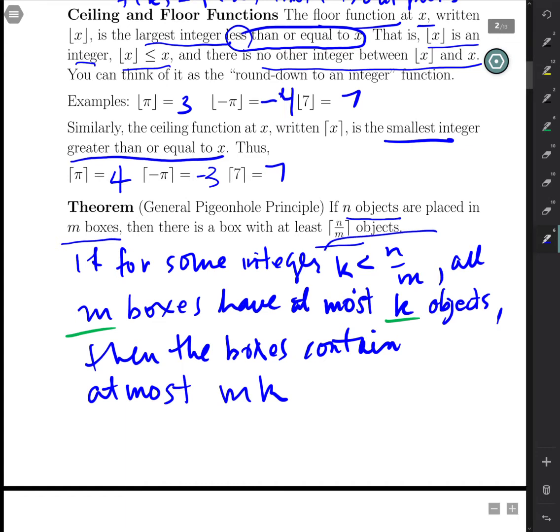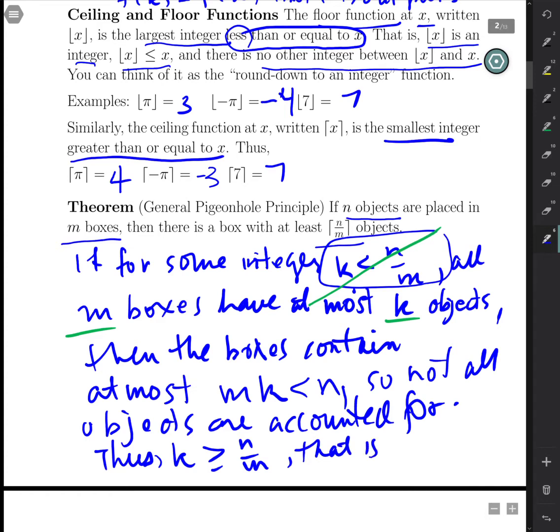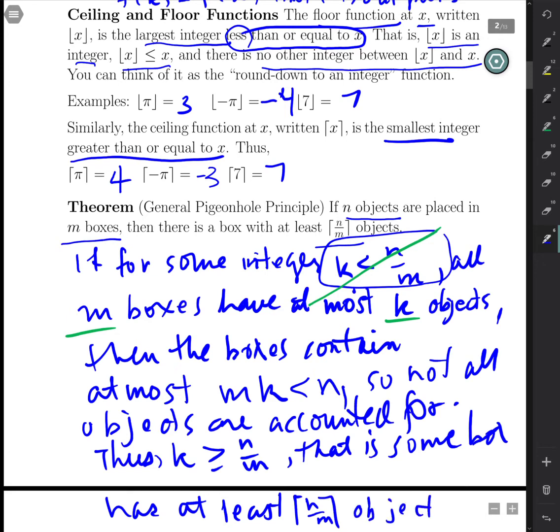But look at what we assumed here. m times k is less than n, so not all objects are accounted for in the boxes. So that can't be. Thus, k must be greater than or equal to n over m. That is, some box has at least n over m, and it's the integer bigger than or equal to it, objects. It's really fairly natural, and I think in some of the examples you see why this is not strange.